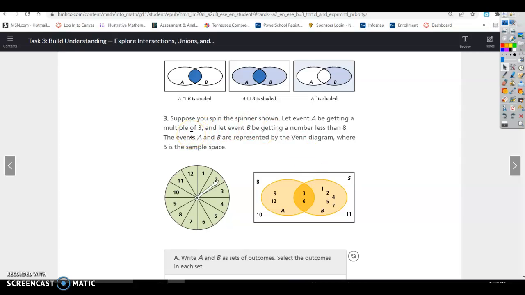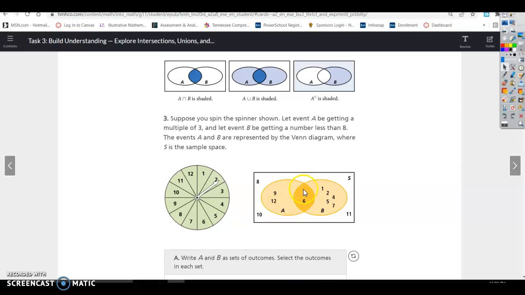All right, so it says, suppose you spin a spinner shown. Let event A be getting a multiple of 3, and let event B be getting a number less than 8. The events A and B are represented in the Venn diagram, where S is the sample space. All right, so again, you have your spinner. So we've got numbers 1 through 12. And it says event A is your multiples of 3. So here's my multiples of 3.